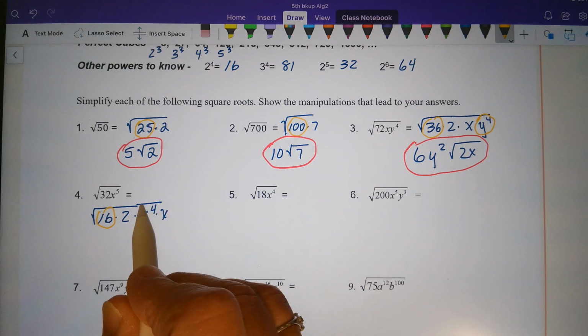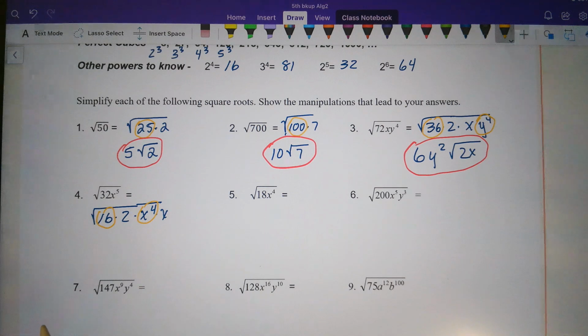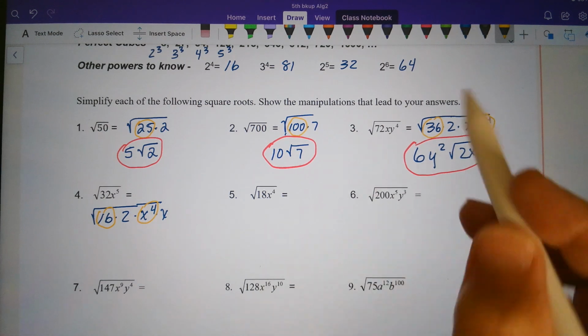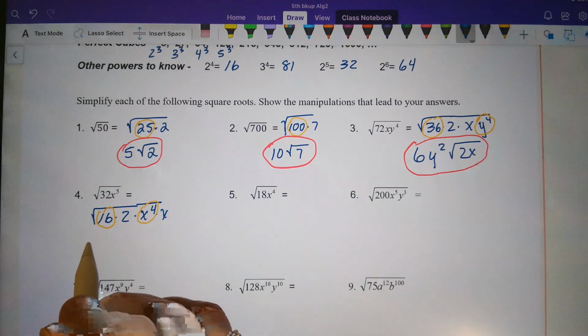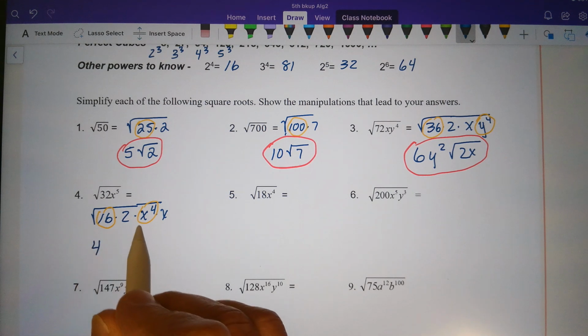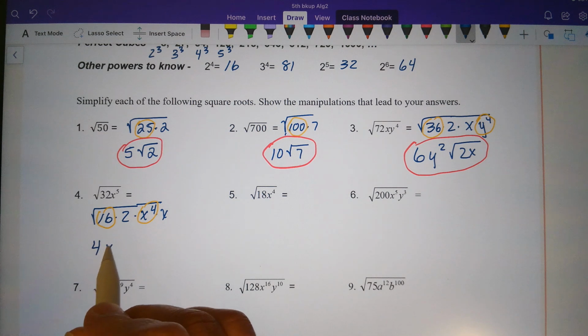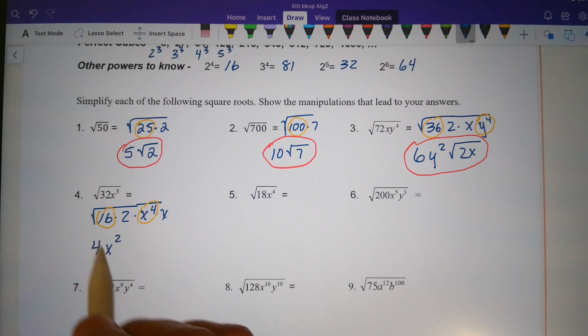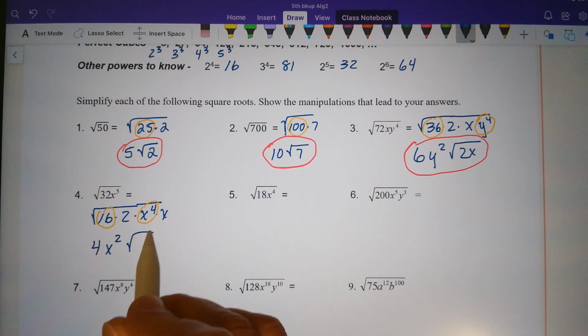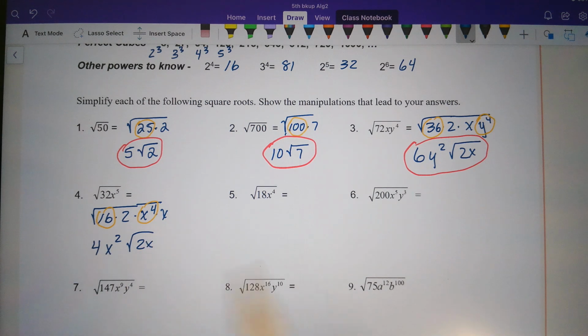Circle those things that are perfect squares, which in this case is 16 and x to the 4th. Out come their square roots. Square root of 16 is 4. Square root of x to the 4th: take 4 times a half. That's 2, so it's the power of 2. And what's not circled here remains underneath the square root symbol. So 4x squared, square root of 2x.